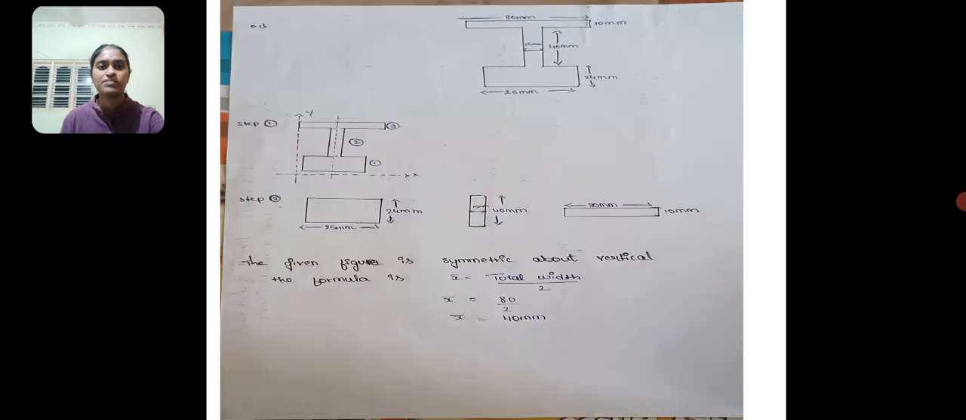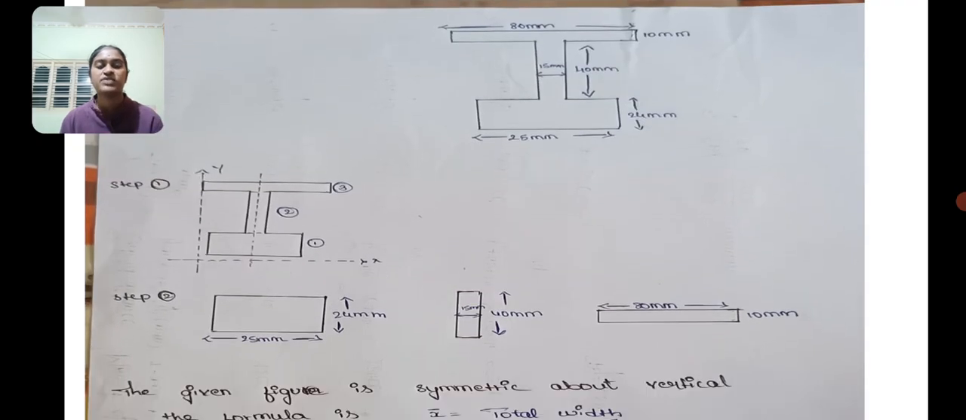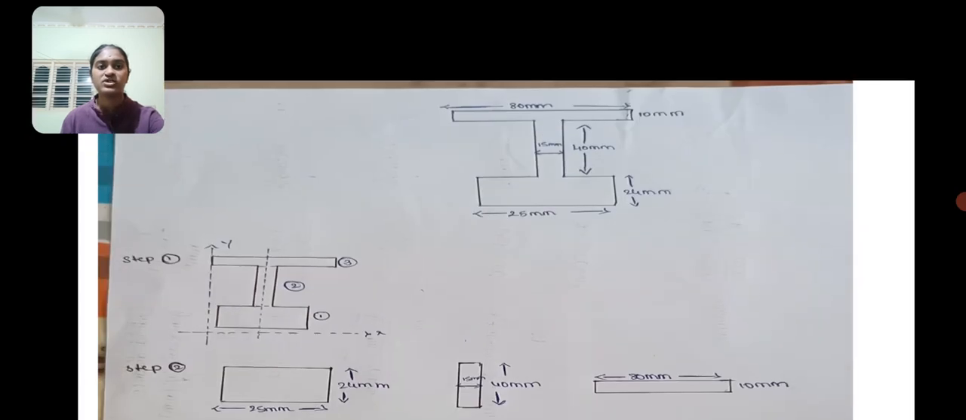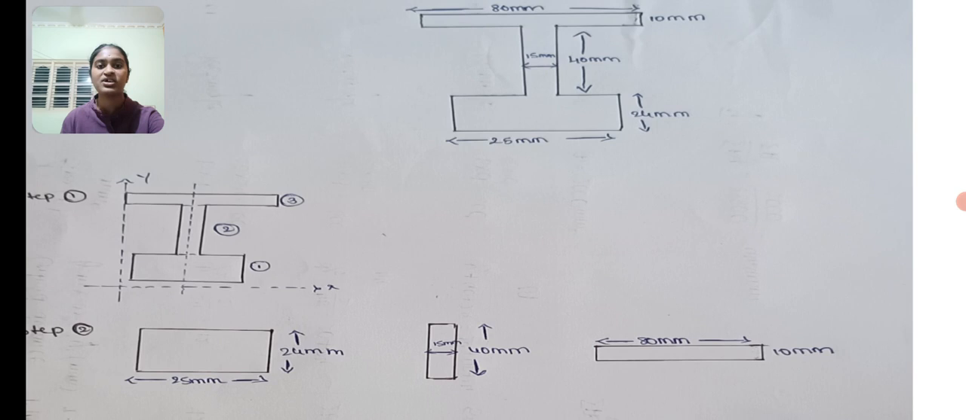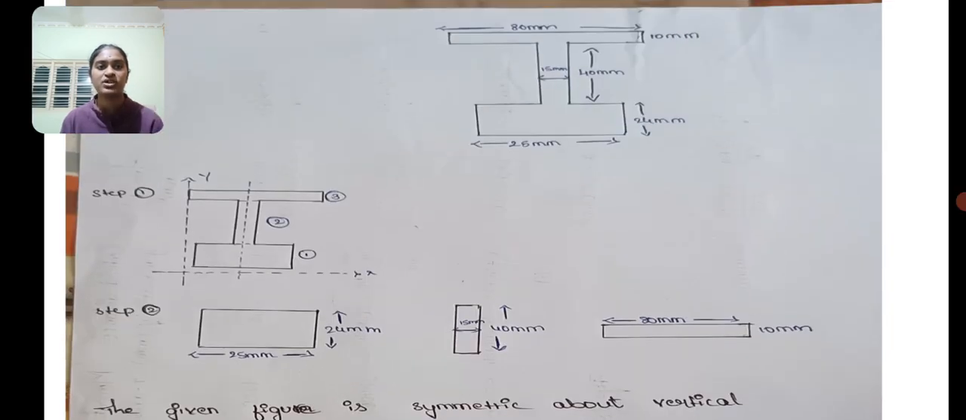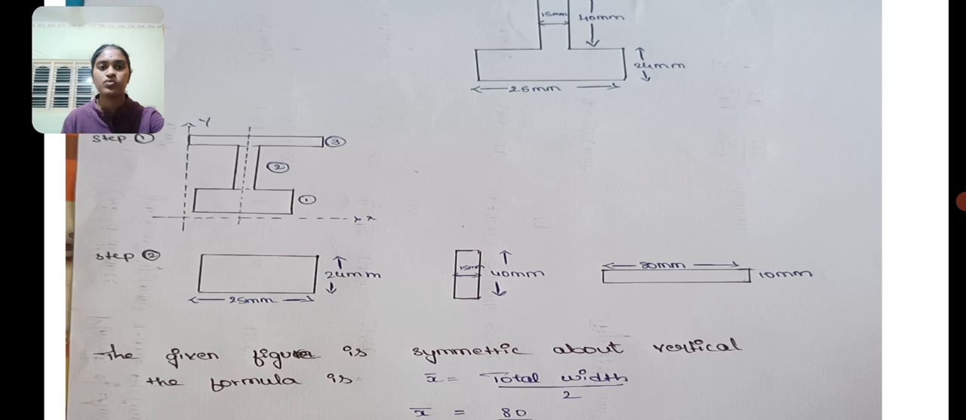Now, the steps to assume: if they don't give the x and y axes, we consider the leftmost part as the x and y axes. Now, divide it into geometric shapes. Here you can see the whole figure is made of rectangles. The three parts are similar, so divide it into rectangle parts. The given figure is symmetrical about the vertical axis.